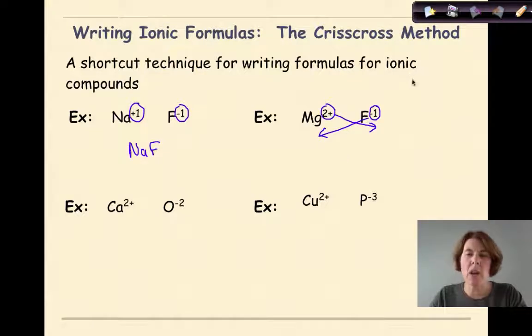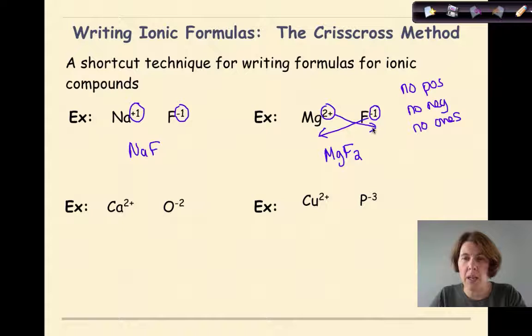Now, there's a rule here, and the rule is no positives, no negatives, no ones. You could say that to yourself over and over again. No positive charges, no negative charges, no ones. So when you cross these down, don't bring the positive sign, don't bring the negative sign, and don't include ones. So when I rewrite this, this will be MgF2. The 2 comes down, but not the plus sign. The 1 is assumed, the negative sign is not brought down. So the correct formula for Mg+2 and F-1 is MgF2.